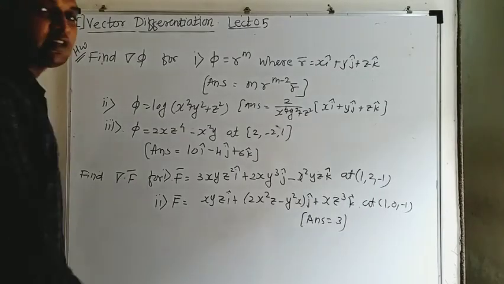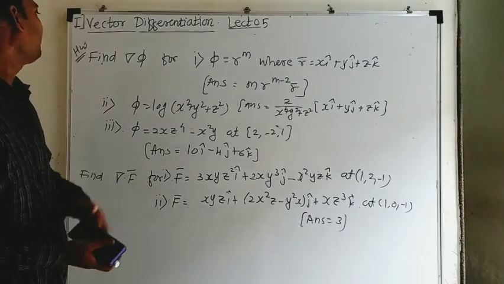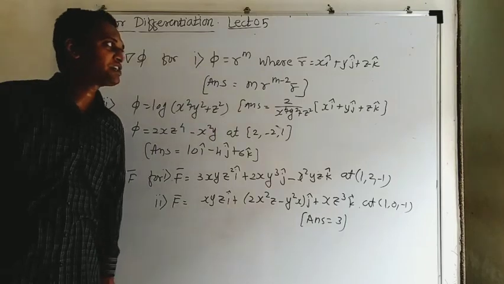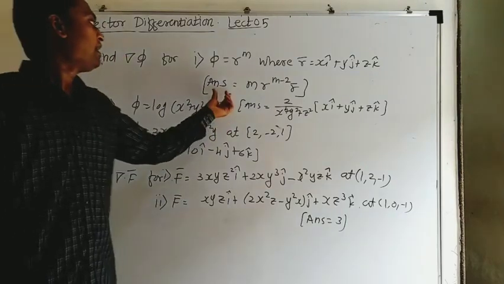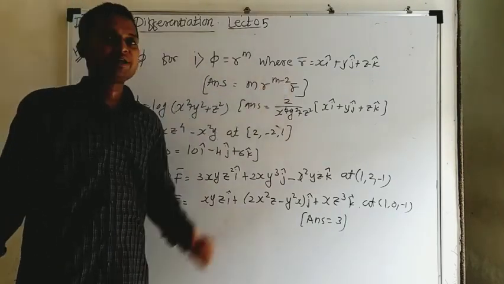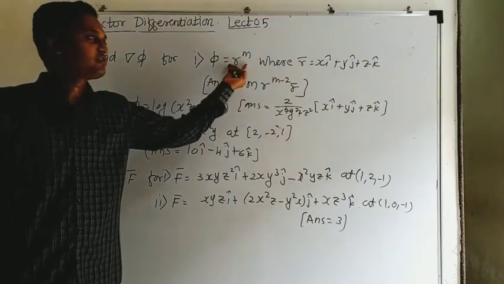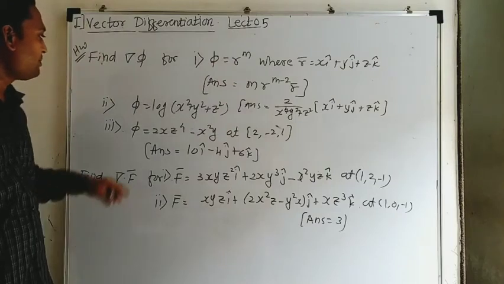So these are the problems for homework. Find del phi for phi equal to r raised to m, where r bar equal to xi plus yj plus zk. The answer is m into r raised to m minus 2 into r bar. So this is also a function of r. You can proceed like the previous example.